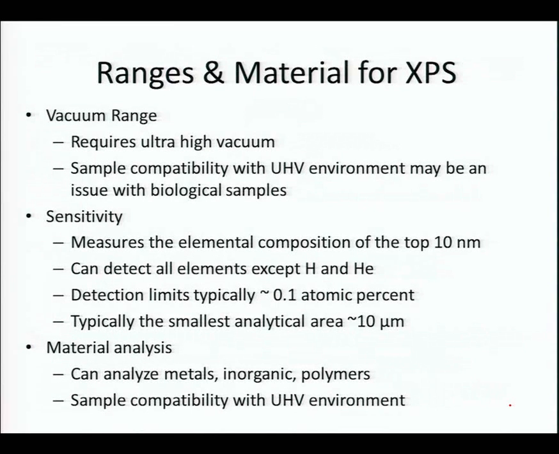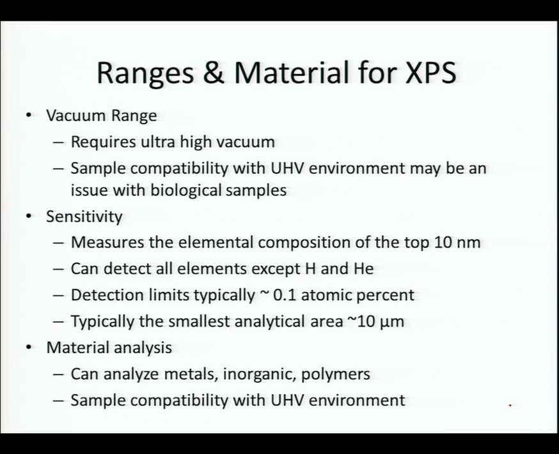So the range in materials for XPS, well, it requires ultra-high vacuum. So we have to have sample compatibility with the ultra-high vacuum environment. There might be issues with biological samples, as there are in many cases. The sensitivity: it measures the elemental composition of the top 10 nanometers or so of the material. It can detect all elements except hydrogen and helium. Again, those are lost in a lot of characterization techniques typically.